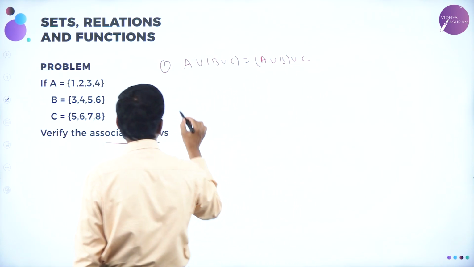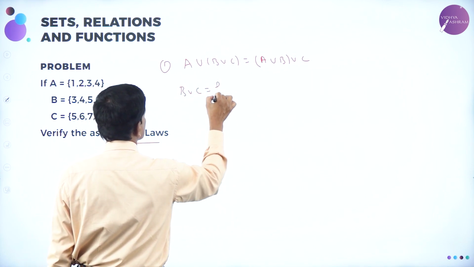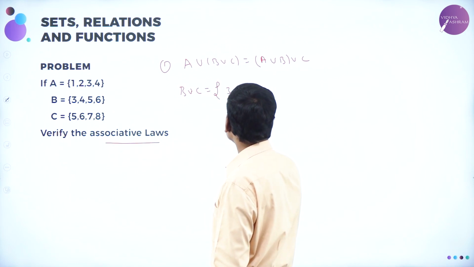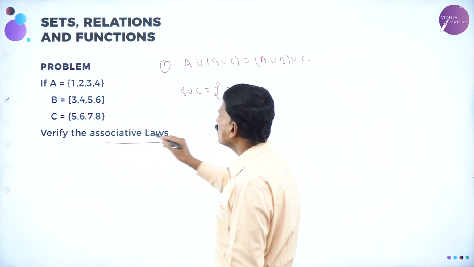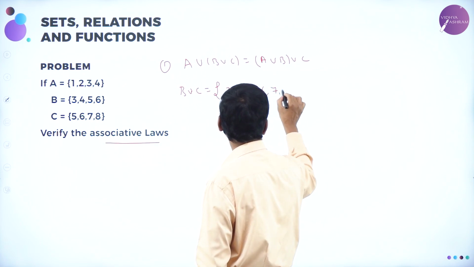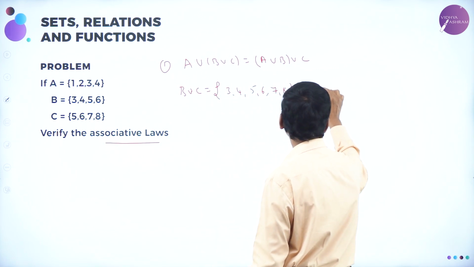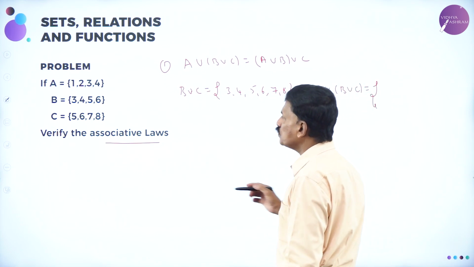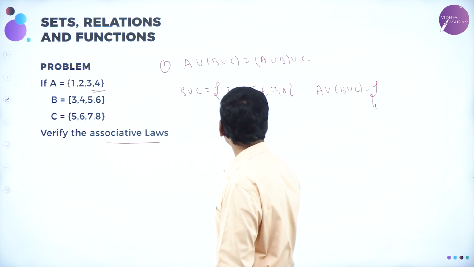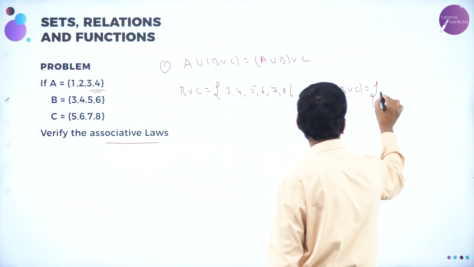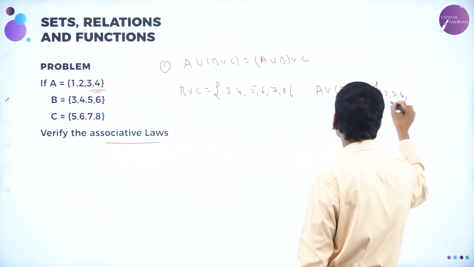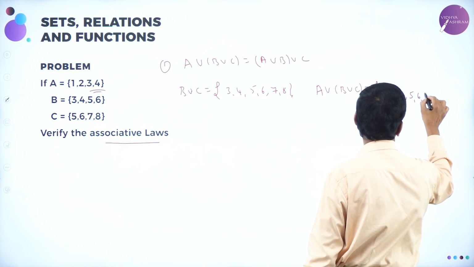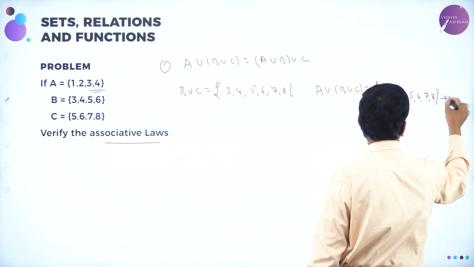Now, let us find out first B union C. The union of B and C is: B contains 3, 4, 5, 6, and 5, 6 is already there, 7, 8. So now A union (B union C). The elements of A and B union C: 1, 2, 3, 4, and again 3, 4 we have already taken, 5, 6, 7, 8. This is equation number 1.